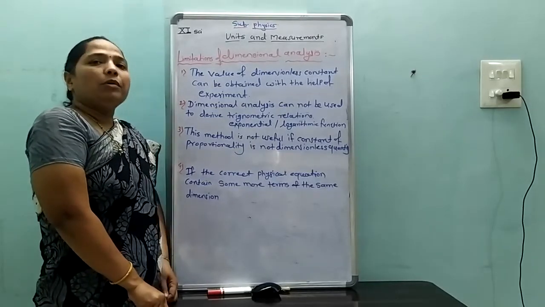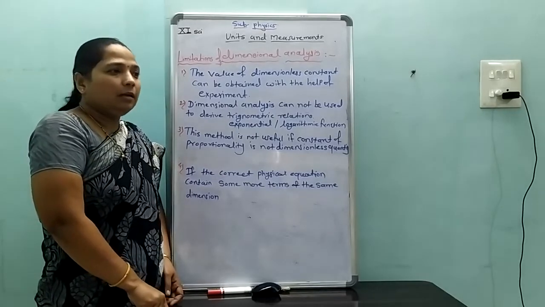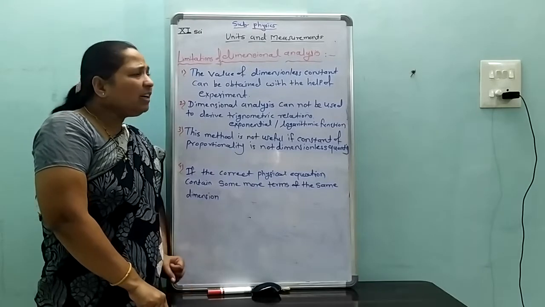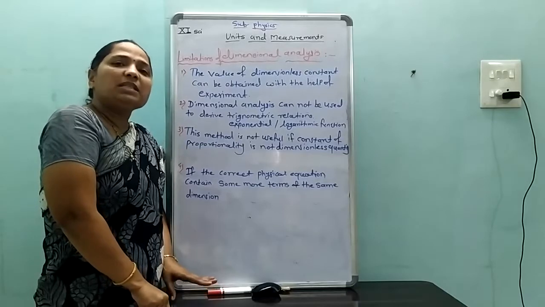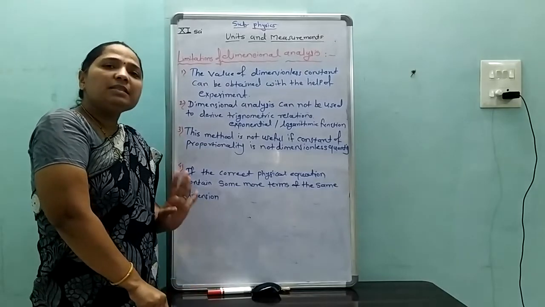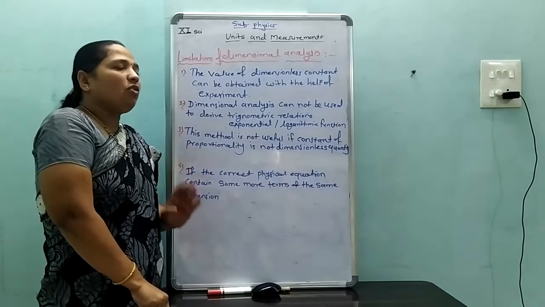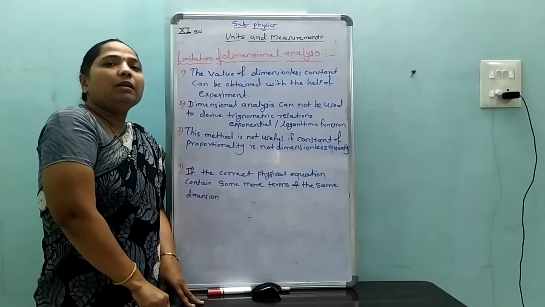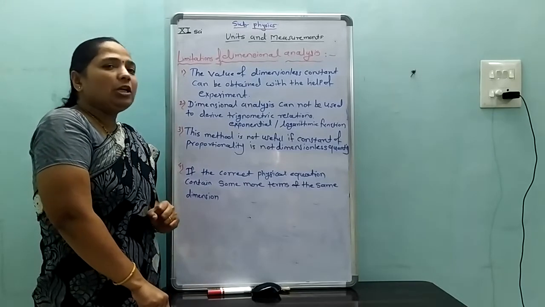We learn about the uses of dimensional analysis. First, to check the correctness of a given physical equation. Second, to find the conversion factor of the same physical quantity in different systems of units. And third, to establish the relationship between related physical quantities. Those are the uses of dimensional analysis.